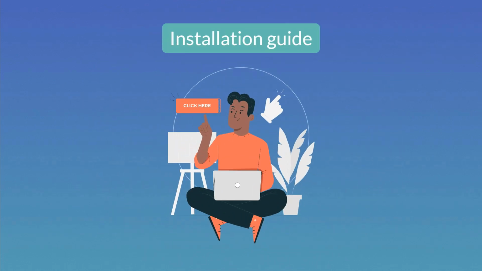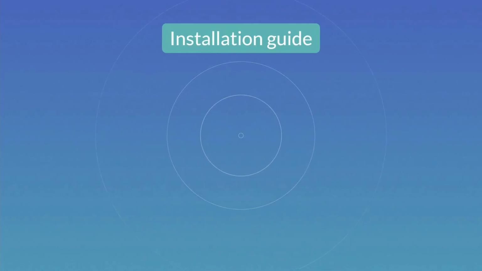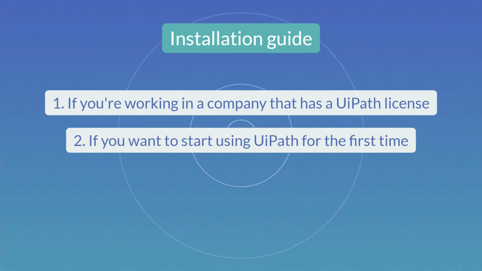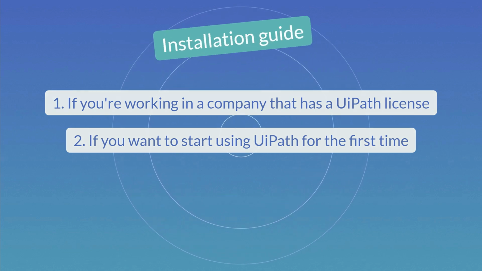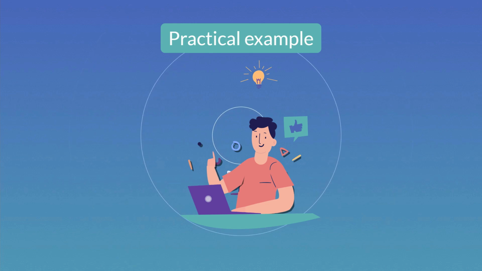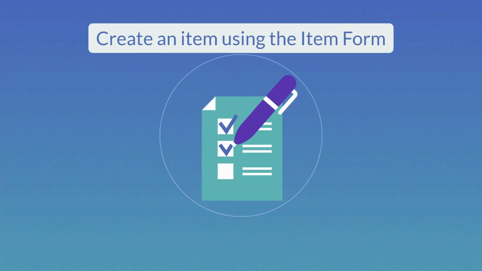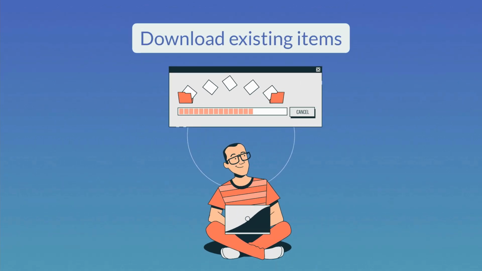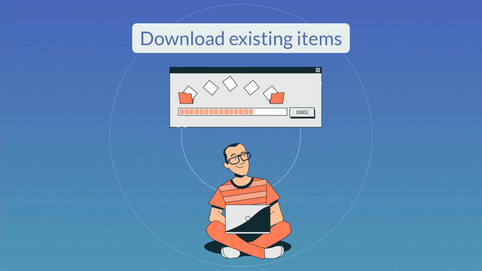Next, I will guide you on how to install this tool in two cases: if you are working in a company that already has a UiPath license, and if you want to start using UiPath for the first time. Then I will show a practical example so you can see how it works in action. I will guide you step by step on how to create an item using the item form. Finally, I will also show how to download existing items.